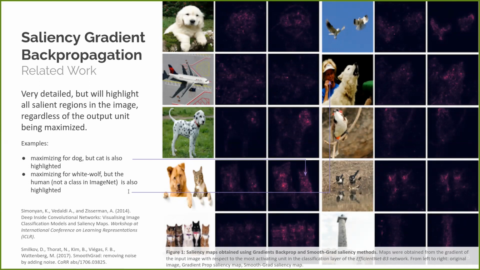As you can see in these examples, this method is quite successful at localizing and defining the overall shape of salient objects. However, it has the major drawback of being insensitive to the explained class. So for example, we ask which features contribute to the classification of the dog, and the saliency map also activates over the cat, which is not the same output classification unit, nor concept.